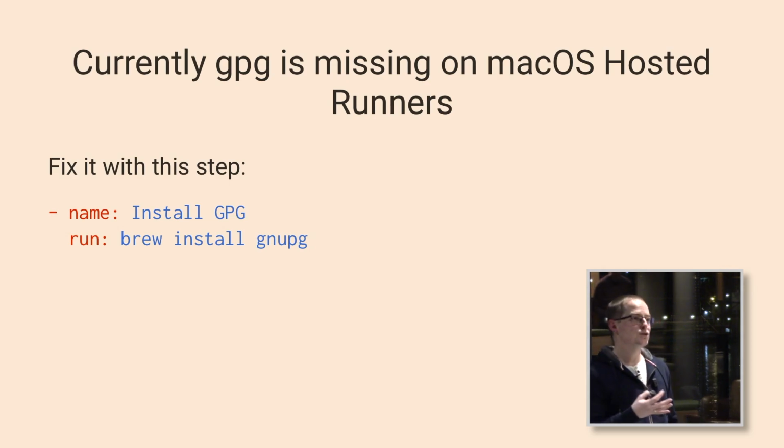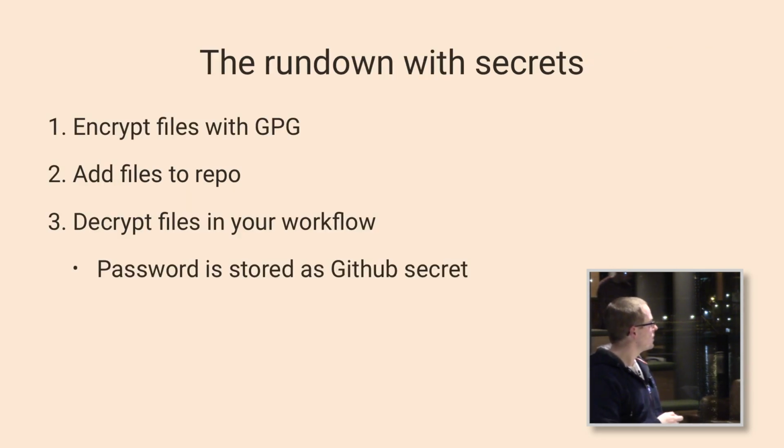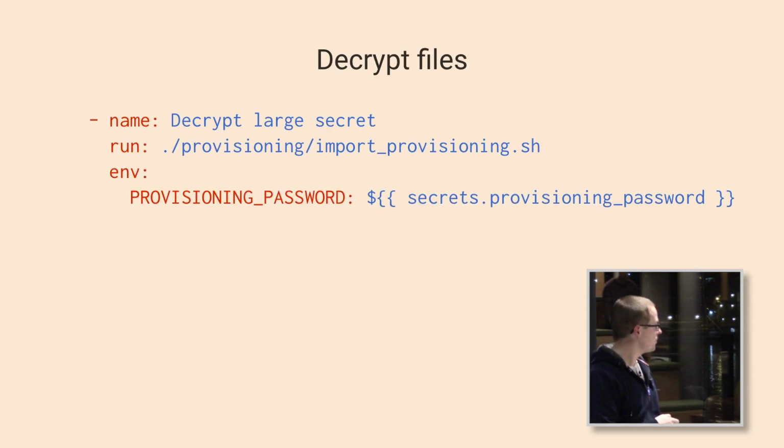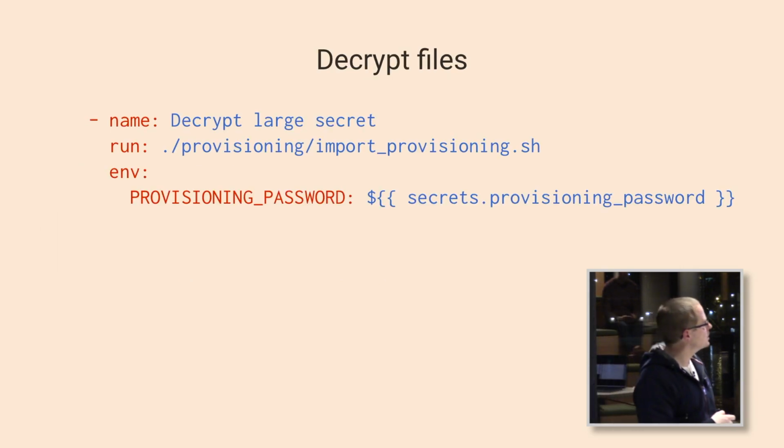Brew is one of the standard tools that is available on a macOS hosted runner. So add this, you have GPG. That adds about 20 seconds to your build time. So the rundown with secrets: you encrypt your files with GPG, you add the files to the repo, the encrypted files of course, and you decrypt your files in your workflow. The password you store as a GitHub secret. This is how you could decrypt files.